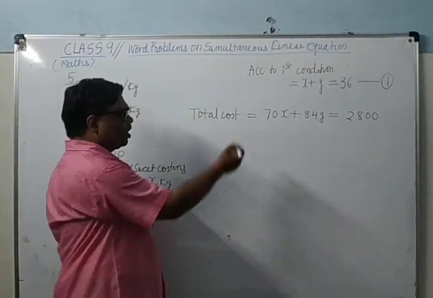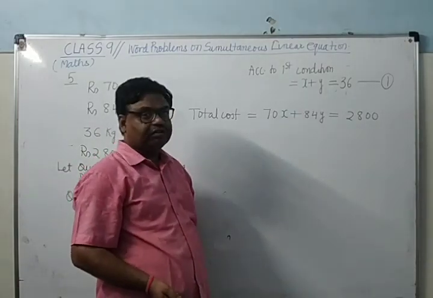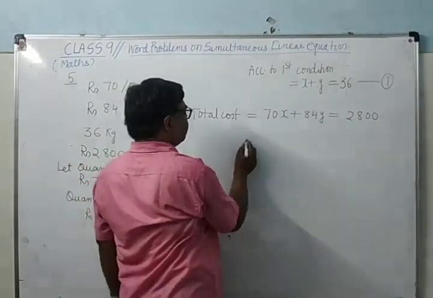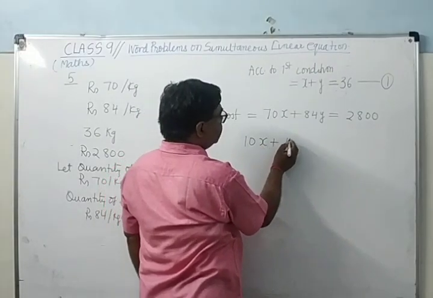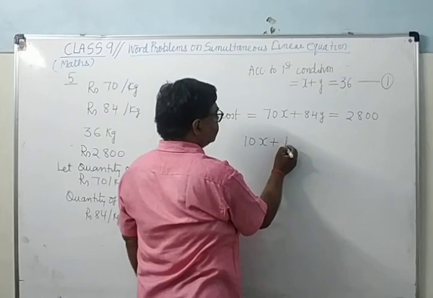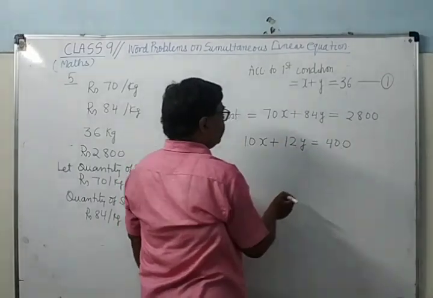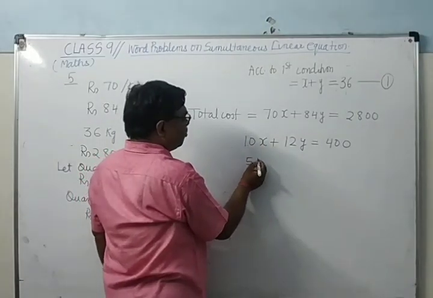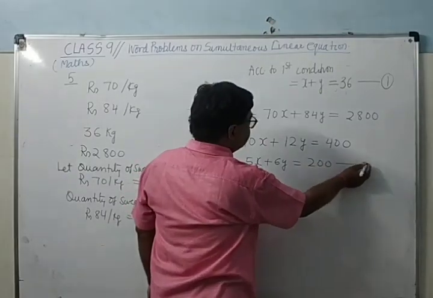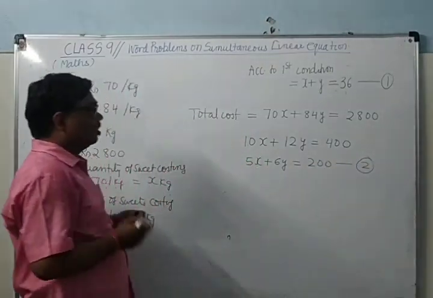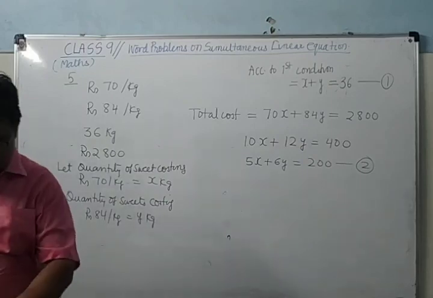Okay. Now you can cancel it by 7, because as you know that 12 7s are 84. So you cancel by 7. So everything will be 10X plus 12Y equals 400. Then we can cancel by 2 also. 5X plus 6Y equals 200. This is the second equation. Now after that you solve, you will get the X and Y.